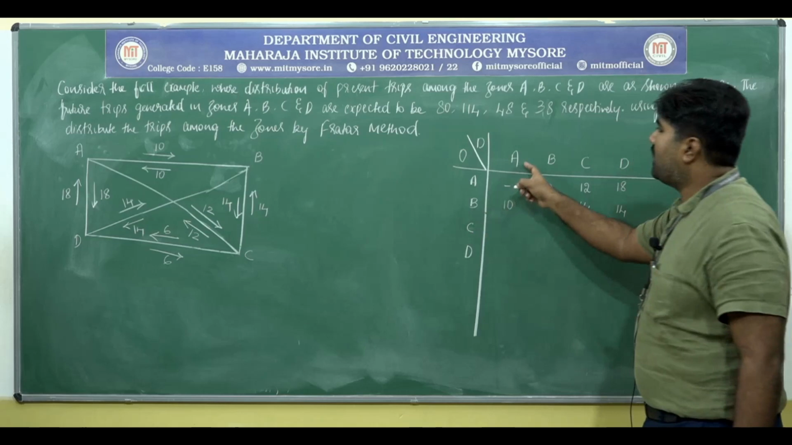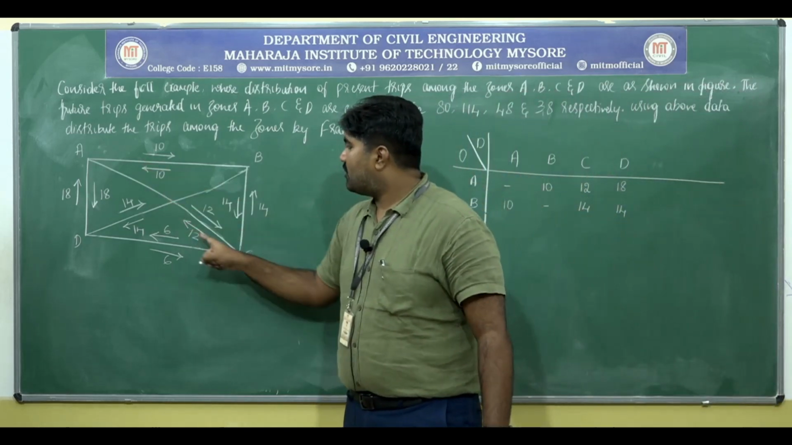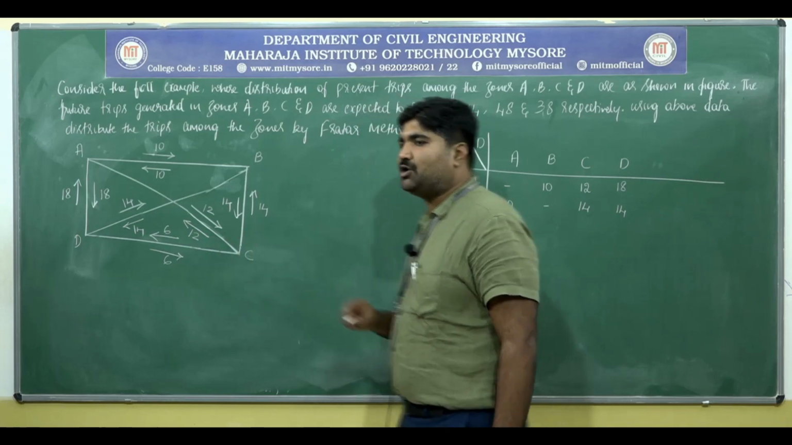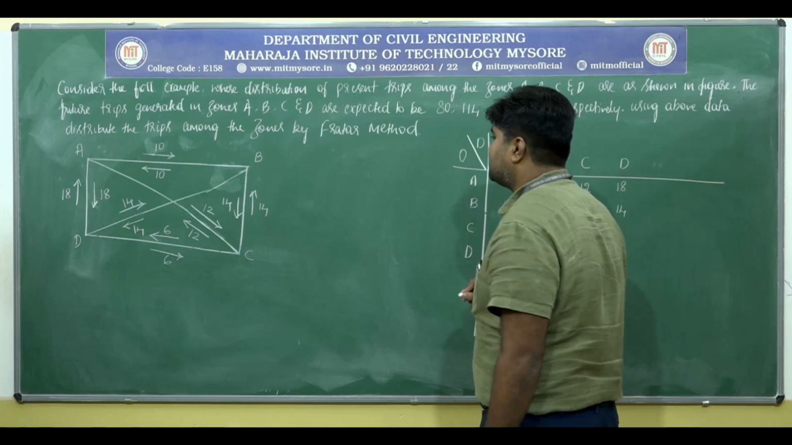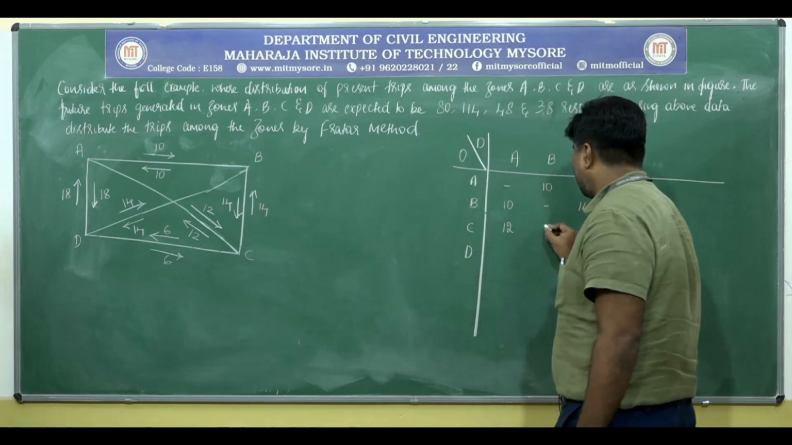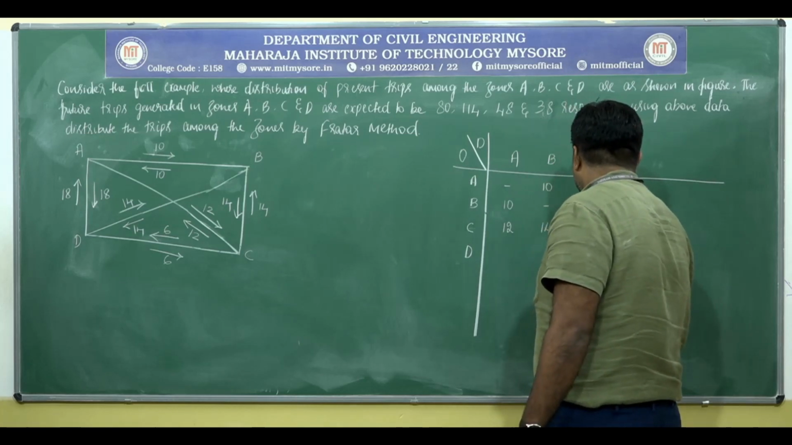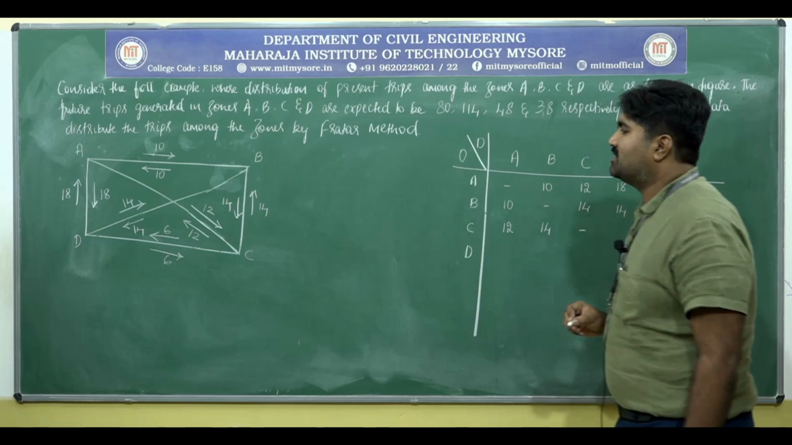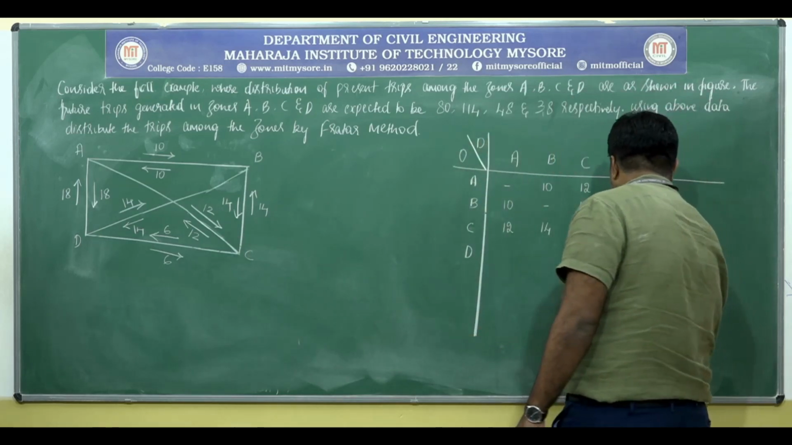Next, C to A: we have 12 trips between C to A. Next, C to B: we have 14 trips between C to B. Next, there are no trips between C to C. Lastly, C to D: we have 6 trips.